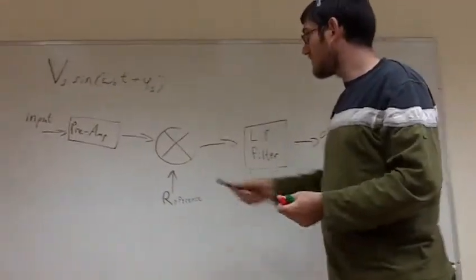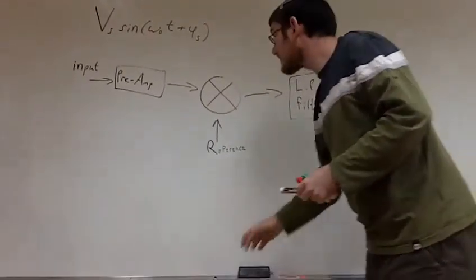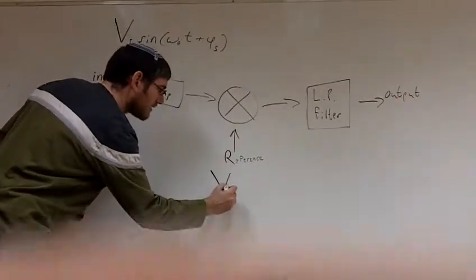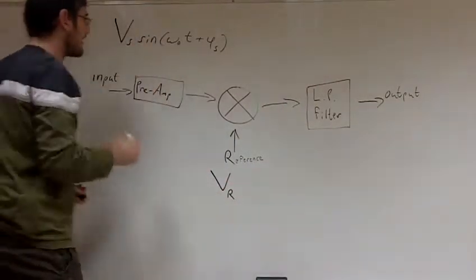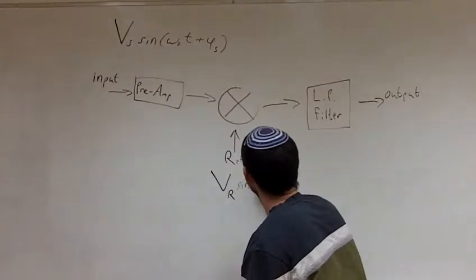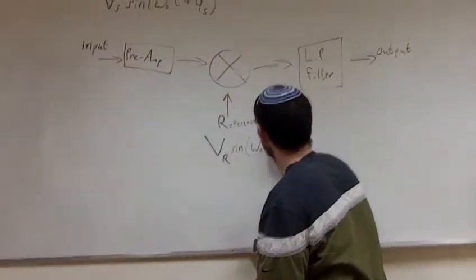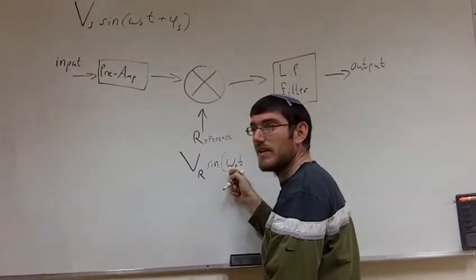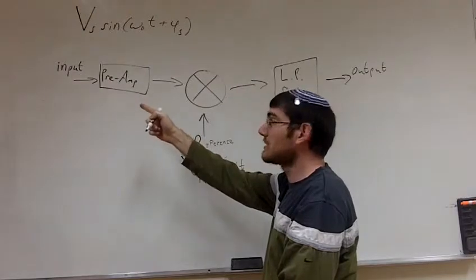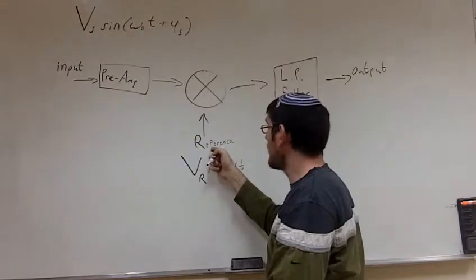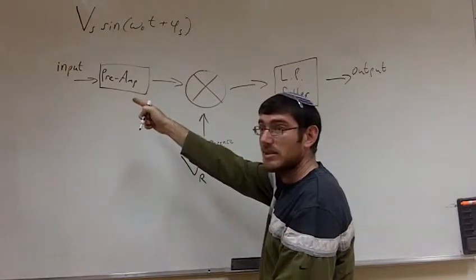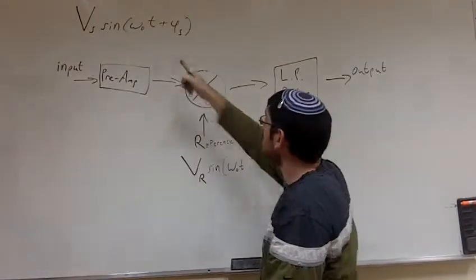Let's call the reference signal, very similar to this one, VR, with the same frequency. This is very important. With lock-in amplifiers, we have to know the frequency of the input signal. So the reference signal must have the same frequency as the input signal. Okay? So the same frequency.